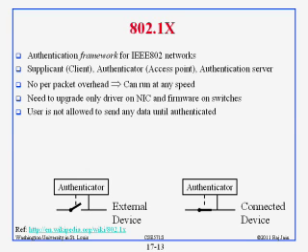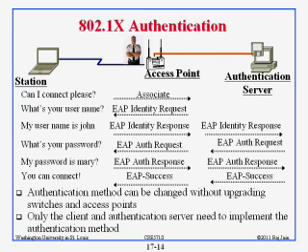Sorry, this one says, all right, I made a mistake. It says external device. So this is where you're coming in. You can talk only to the authenticator and not to the network. And once you're authenticated, then you can talk to the network. So the network is on the other side. And again, this is a repeat of the previous slide for completeness.